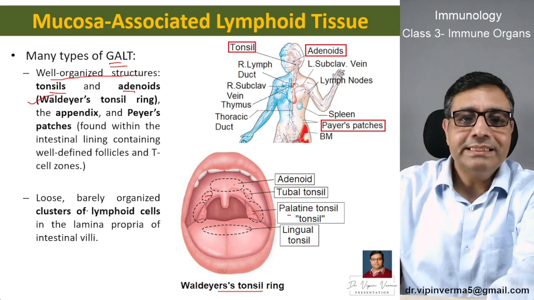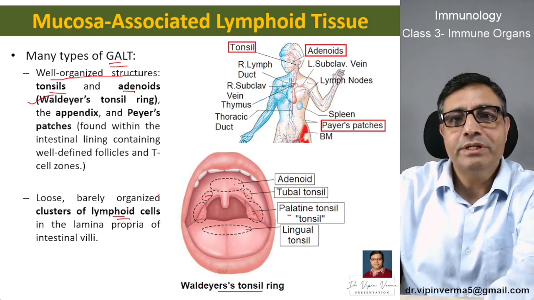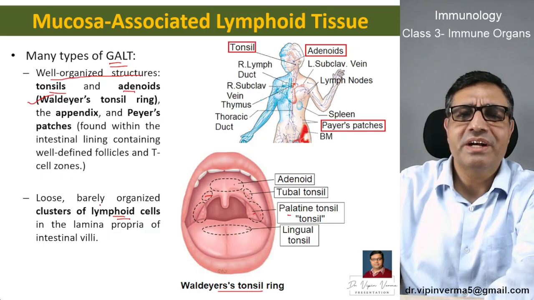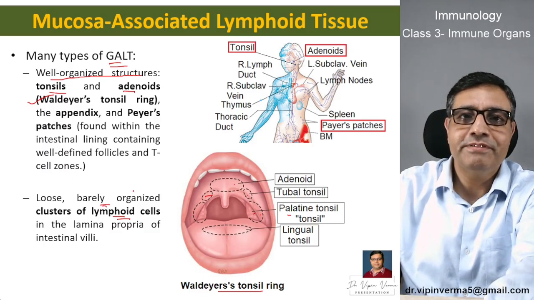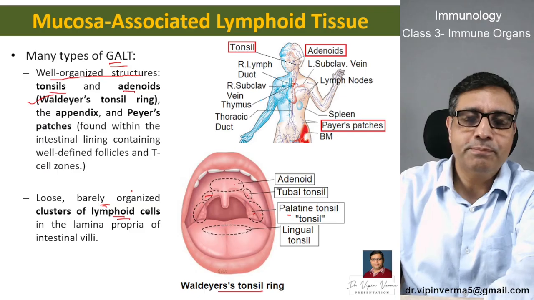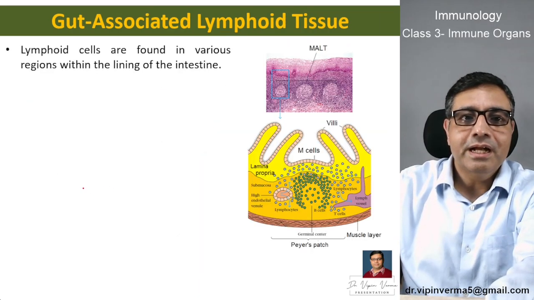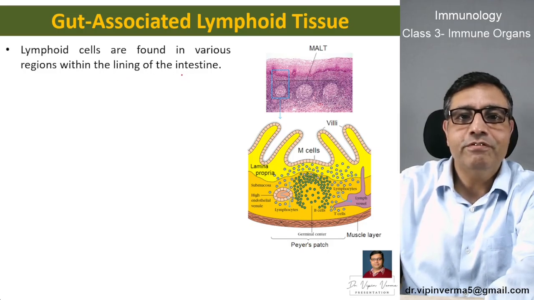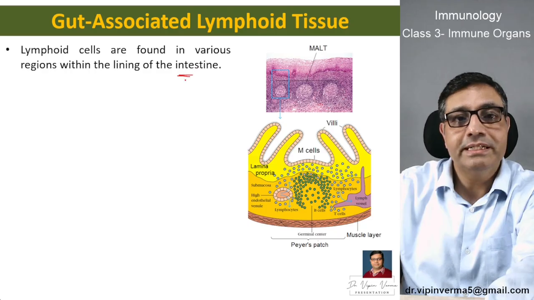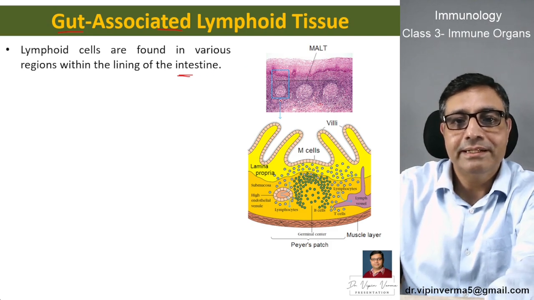Loose, barely organized clusters of lymphoid cells, because they are just clusters of lymphoid cells and they're loose. They are not as organized as we have just seen in the spleen and lymph nodes, but barely organized. Lymphoid cells are found in various regions within the lining of the intestine as well, because we are talking about the GALT, the gut associated lymphoid tissue. So after the mouth, we also have it in the intestine.